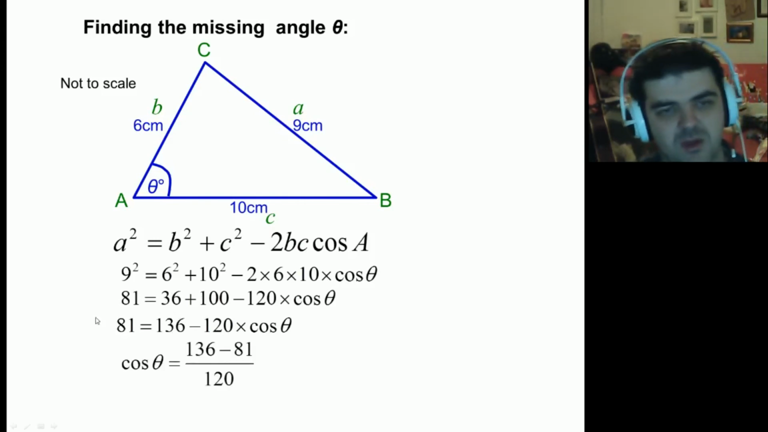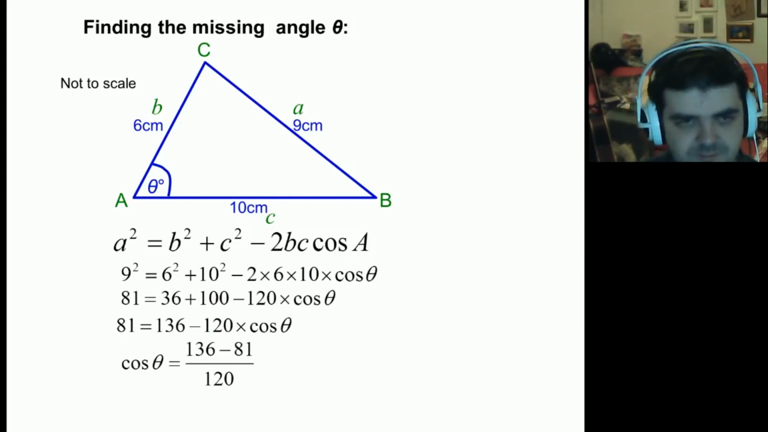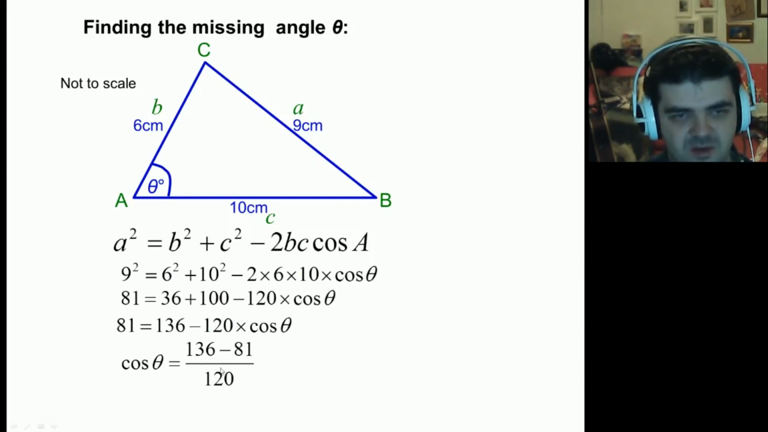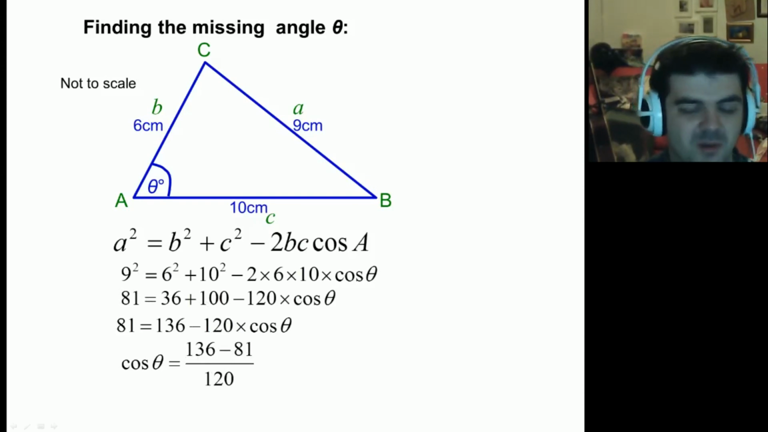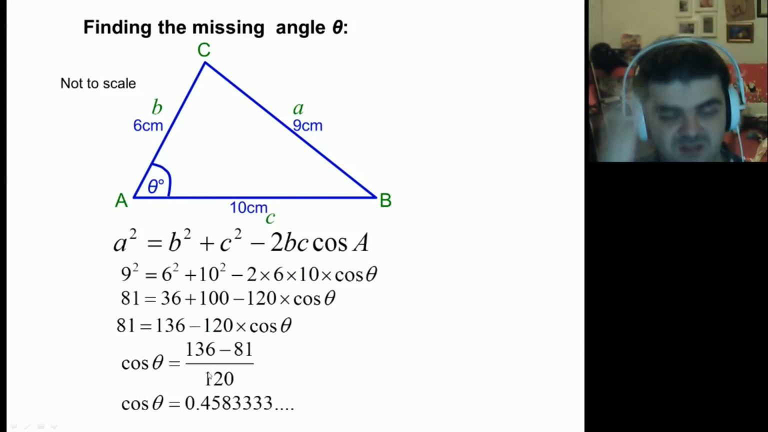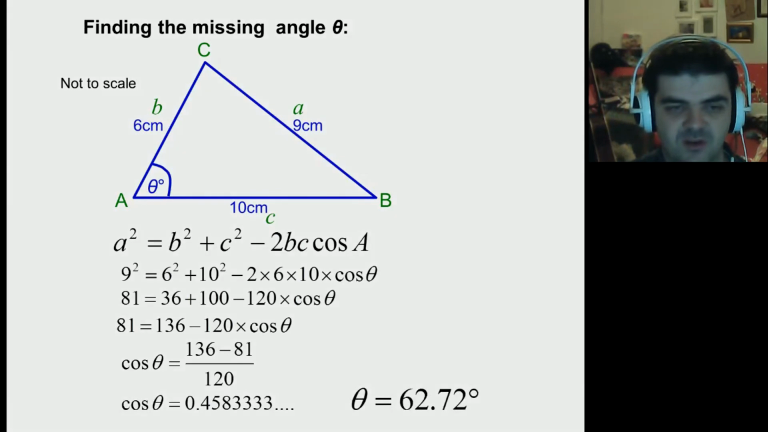The 81 becomes a minus 81, and the 120 goes like that. Now, they've rearranged this slightly. They've changed the order of the top two, but you probably have 81 minus 136 divided by minus 120. That will work exactly the same as this one. They have just multiplied the top one by the minus 1 and taken away from the bottom. But you should get 81 minus 136 divided by minus 120. When you do that, cos theta equals 0.4583333, and you'll get shift cos to give you 62.72.